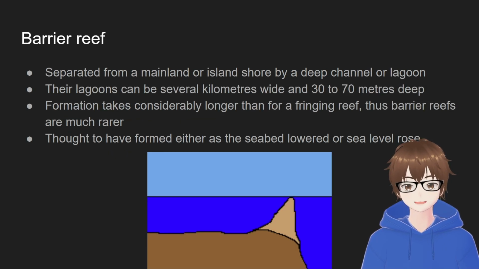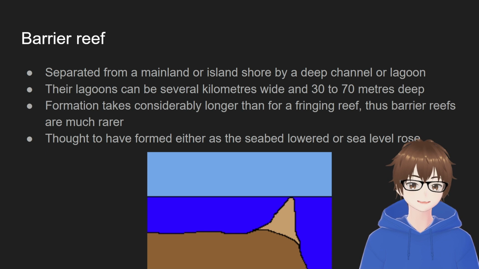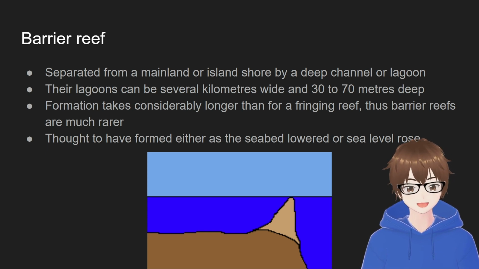Then we have barrier reefs. I think this is one that people have heard of because of a certain barrier reef that is very important that we'll talk about. Barrier reefs are separated from the mainland or island shore by a deep channel or lagoon. So instead of the fringe reef growing out from the shore, this one will grow a ways out from the shore and grow up.